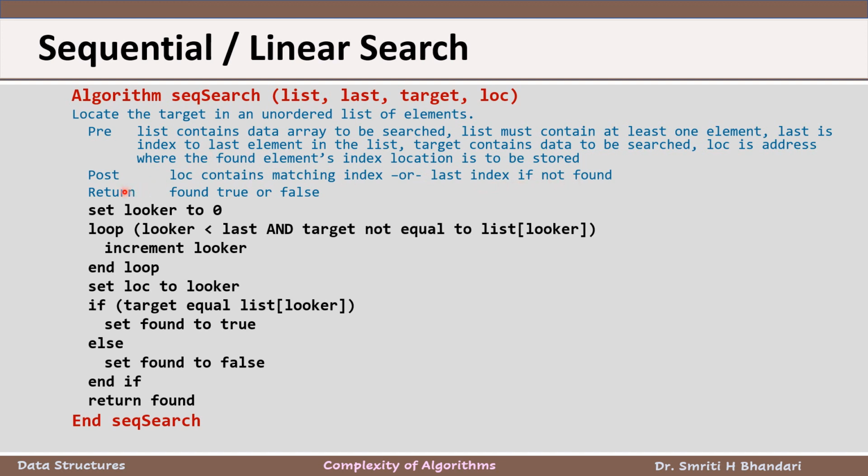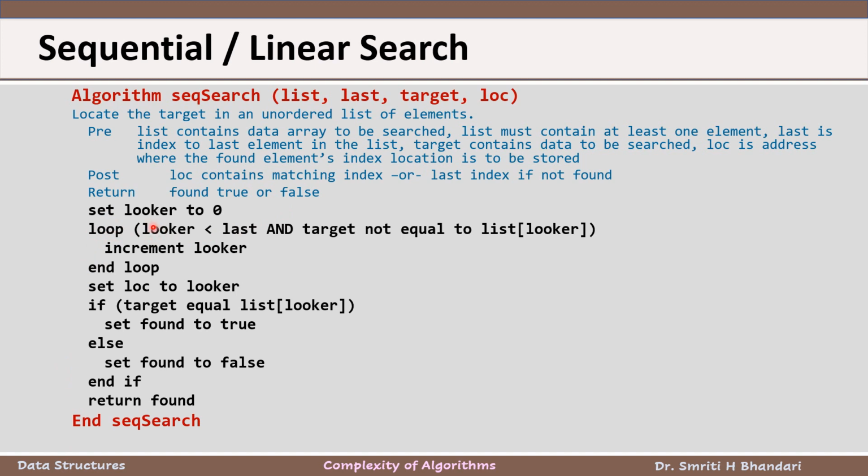And after completing this algorithm, the post condition would be LOC contains matching index or last index if the element is not found. And the return parameter is found, that is true or false. So in this algorithm, this is a similar algorithm we have studied earlier also.